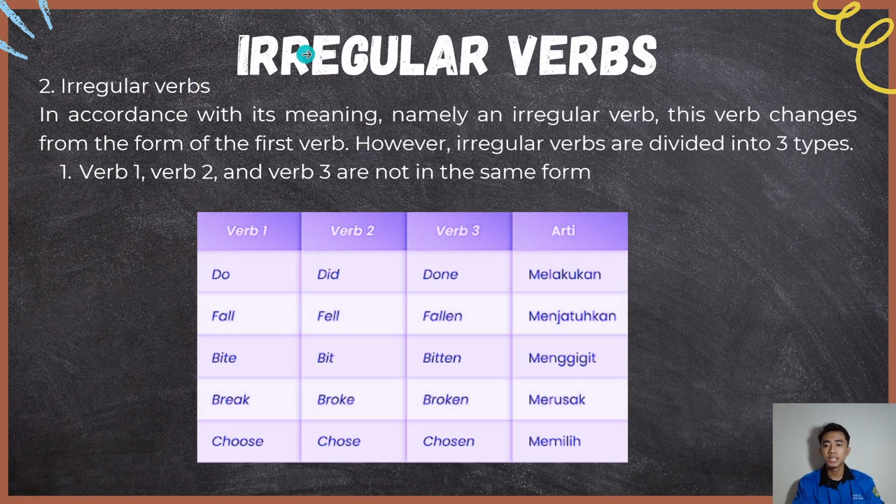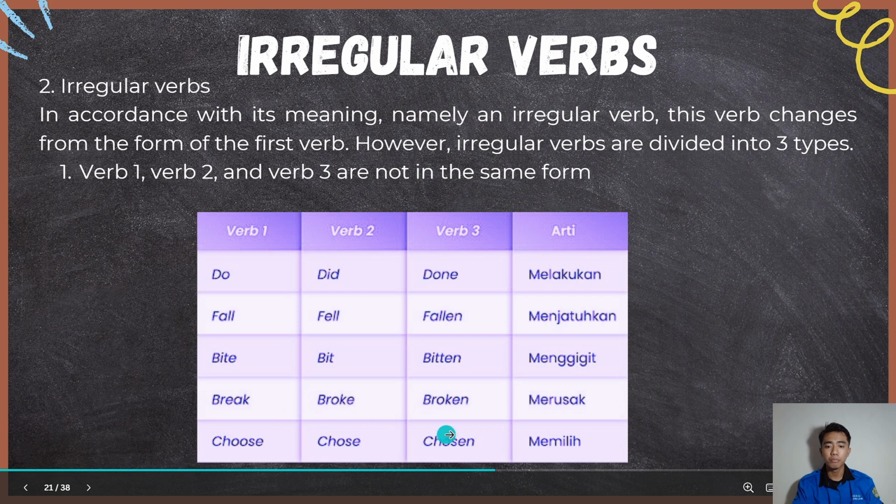Okay, the next, irregular verbs. In accordance with its meaning, namely an irregular verb, this verb changes from the form of the first verb. However, irregular verbs are divided into three types. First, verb 1, verb 2, and verb 3 are not in the same form. Verb 1 do, verb 2 did, verb 3 done. Fall, fell, fallen. Beat, beat, beaten. Break, broke, broken. Okay, the next.